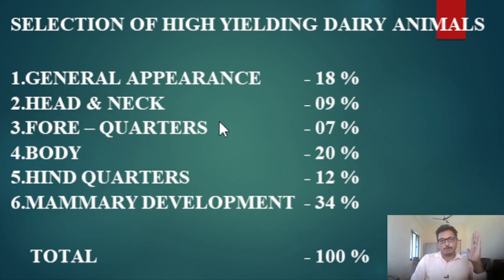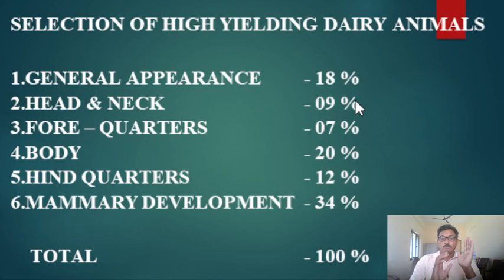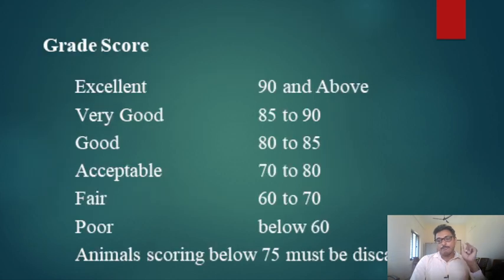First of all, we will discuss the general appearance, which has 18% weightage. Whenever we see an animal, while giving 100% weightage for the animal, we have to draw the total marks or total points gained by that animal. And within those marks or points, we have to grade that animal into different categories.